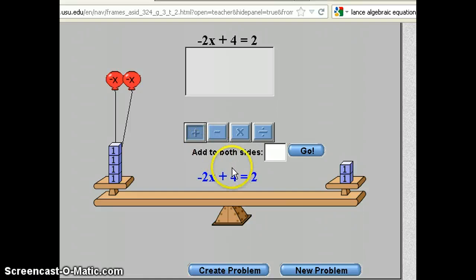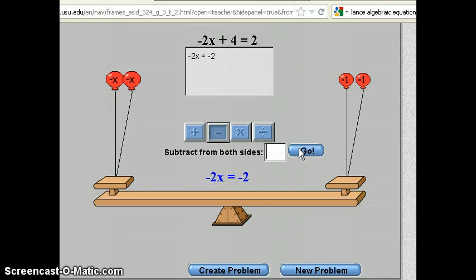So first of all, we want to get rid of, see how we have plus 4? Remember, our first step is to get rid of adding and subtracting. So how do we get rid of plussing? We minus. What are we going to minus from each side? Well, look over here. We have 4 blocks, and we want to get rid of those 4. So let's say we're going to subtract 4. Hit go, and they disappear. Okay? Now, it gives us something on the other side. You notice what's left is now it's like we put 2 balloons on the other side.